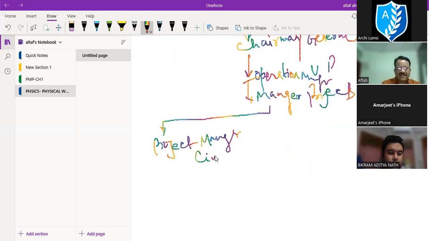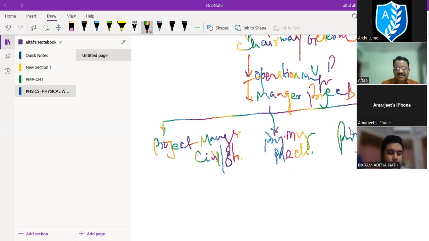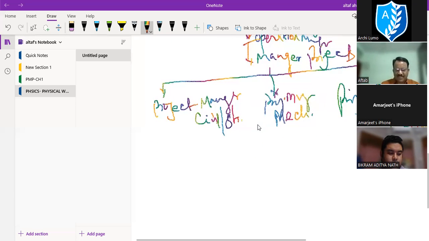Project manager civil, structural, project manager mechanical, project manager electrical, project manager architectural and landscape. So under the manager of projects, there are lots of individual, department-wise project managers. Suppose it is an infra project or building project, I will take this project manager civil.